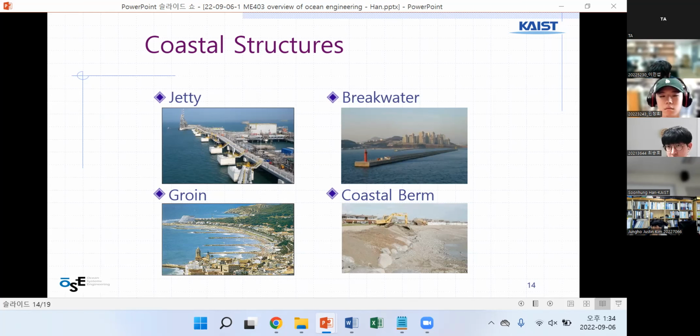Breakwater is for protecting the port from incoming large waves when a storm is coming. Last night we had a typhoon pass through the Korean peninsula, right? In that kind of situation, all the ships come into the port, and the breakwater functions to protect the port from the incoming big waves. Coastal bond, I don't know what this is. Anyway, it looks like they are making the beach by pouring sand.